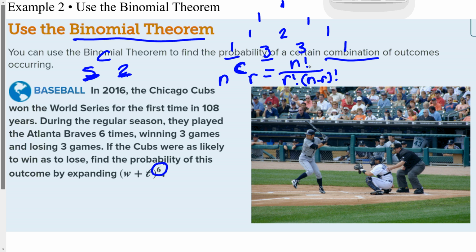Okay, and this factorial exclamation point just means if I start with 4 factorial, that means 4 times 3 times 2 times 1. So whatever number's in front of it, you always start there and you just multiply all the way down until you get to 1.